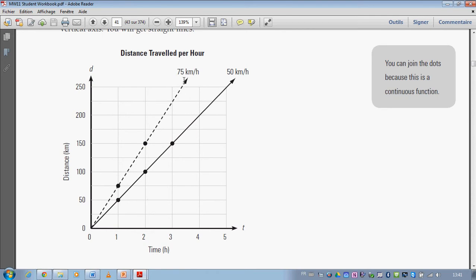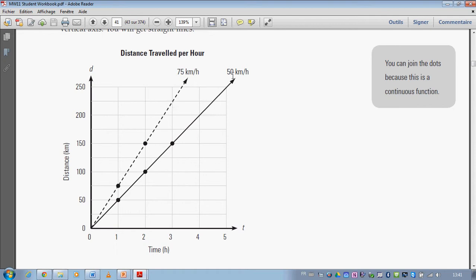Now, this line right here has a rate of change, or a slope, of 75 kilometers per hour. So you can expect that it would go up 75 for every 1 hour, and once again up 75 for every 1 hour, and then up 75 for every 1 hour.